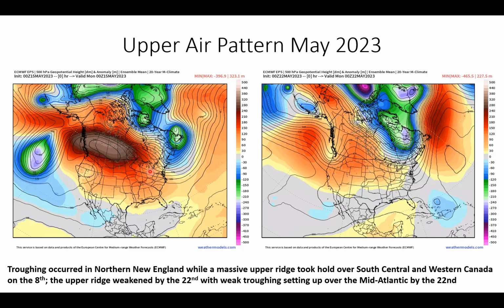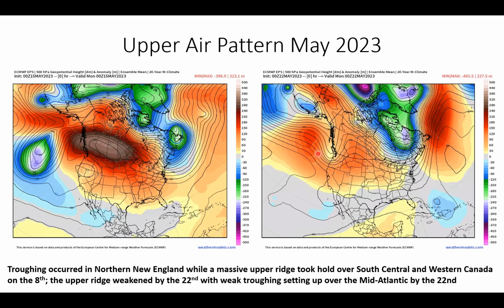We had a little bit of weak troughing across the eastern U.S. at this point. We also had a much stronger closed upper level low across the Canadian Maritimes by the 15th of May. We look over here on the right, this shows you the 500 millibar heights and the anomalies for the 22nd of May 2023.